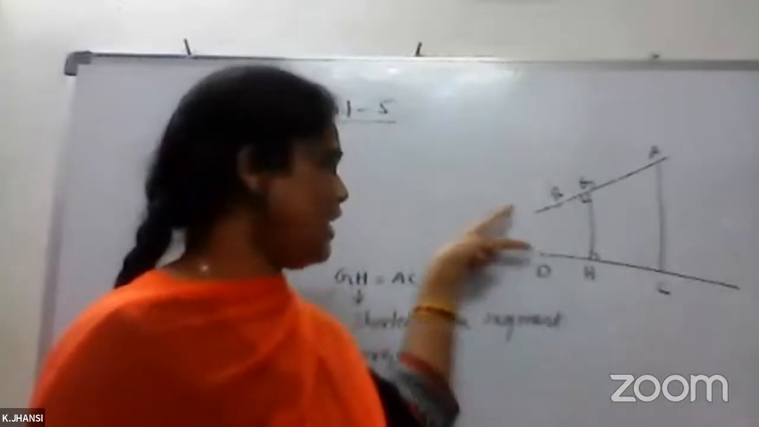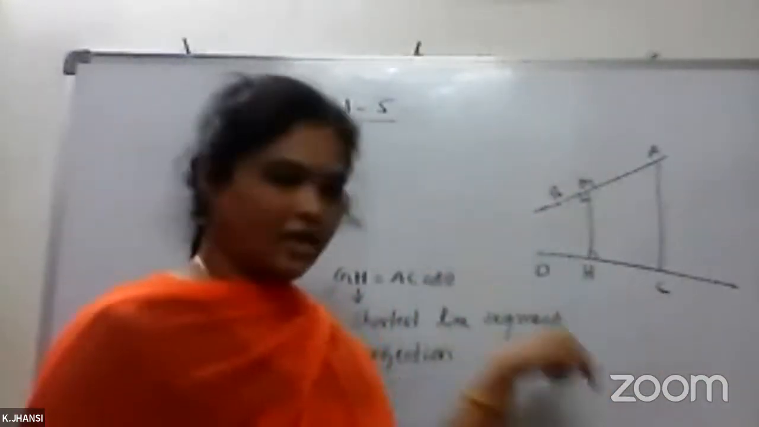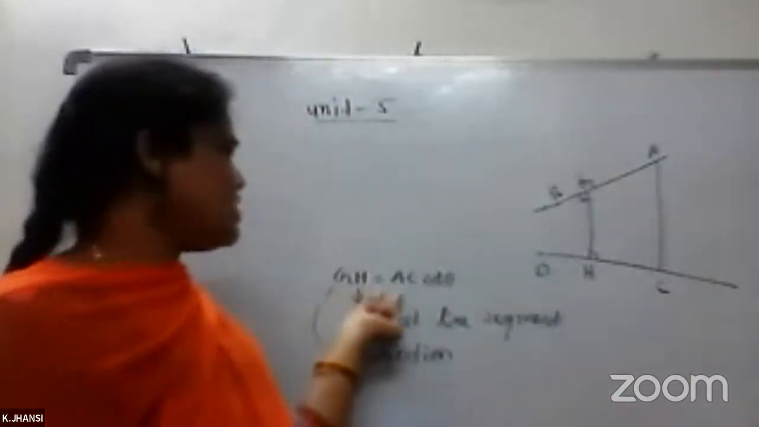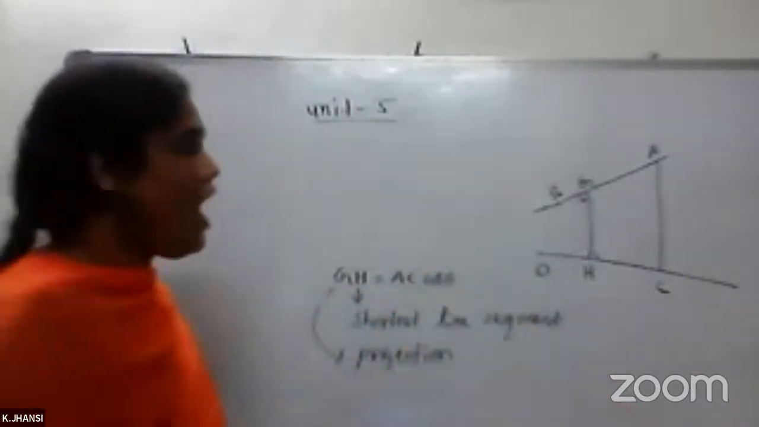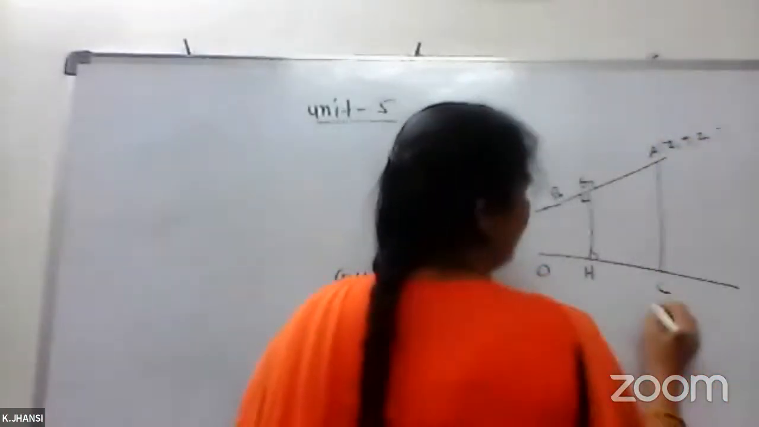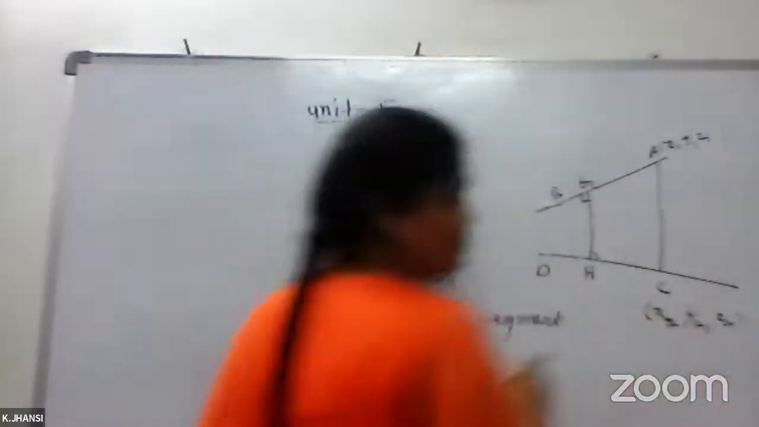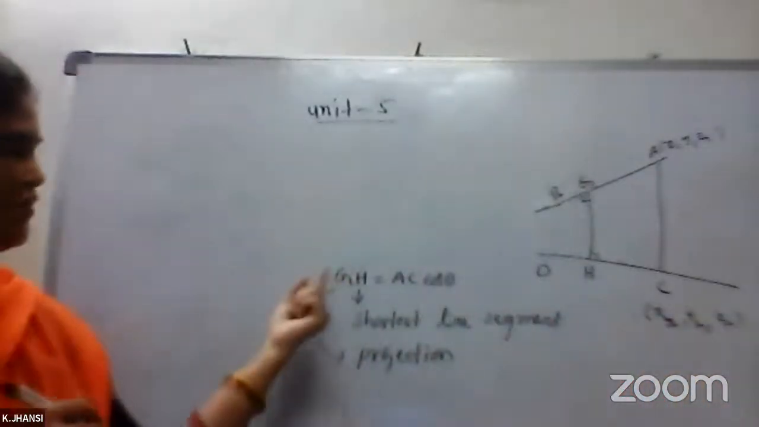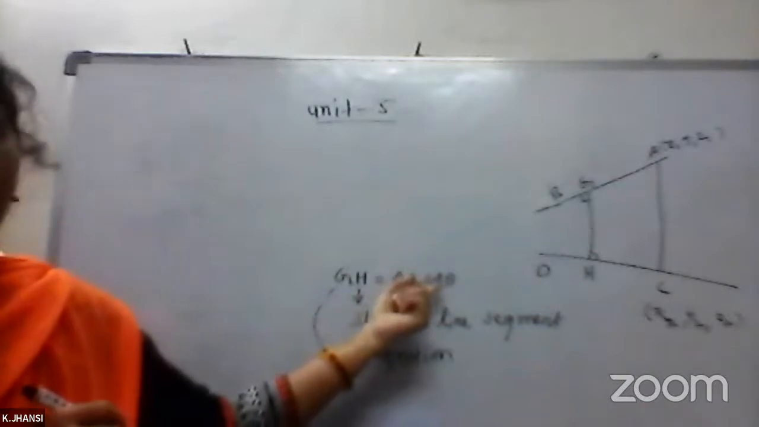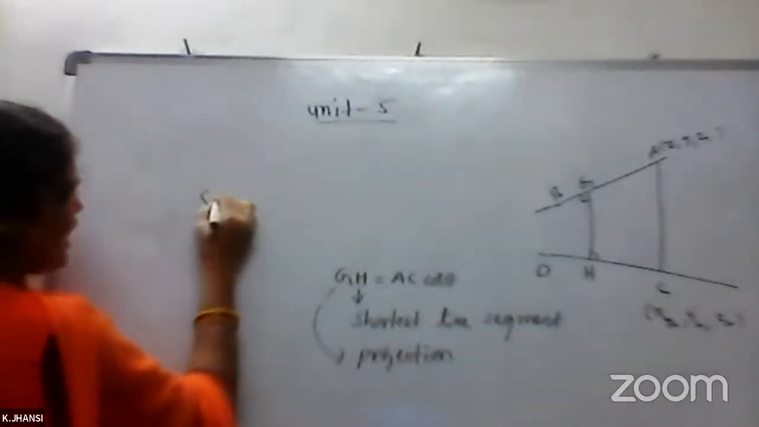So the two lines are AB and CD, and GH is the perpendicular to both of them. It is making right angle triangles. So we have GH equals AC into cos theta, and here A and C will have the points x1, y1, z1, and x2, y2, z2. Okay. So GH is the projection of AC. So that's why we'll write the formula for the shortest line segment.